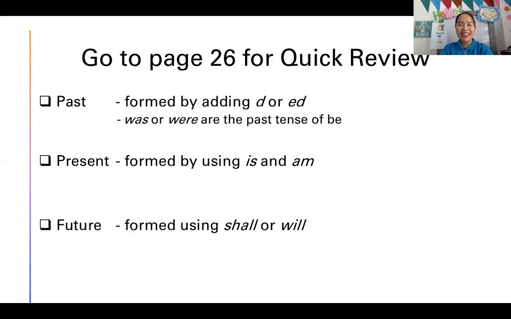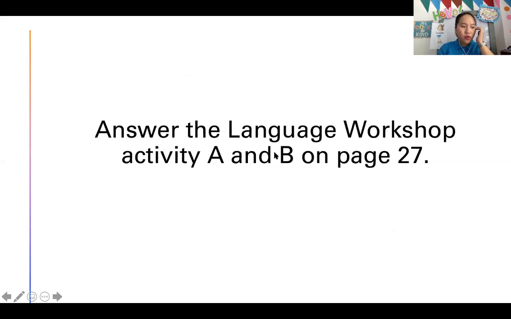So, shall or will. I shall return. I will be strong. I will succeed. Okay? Will be, shall be. You can use that, as long as it happens in the future. This is just a quick review, so you're supposed to know this. Okay. So now, I want you to answer the language workshop activity A and B on page 27. That's about the three tenses of verbs. Okay? Answer that later.